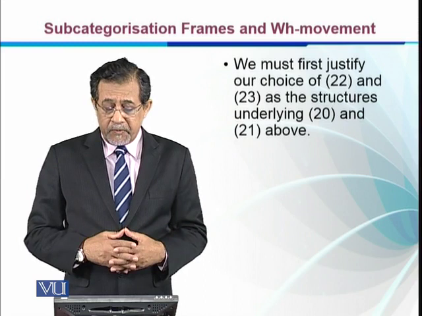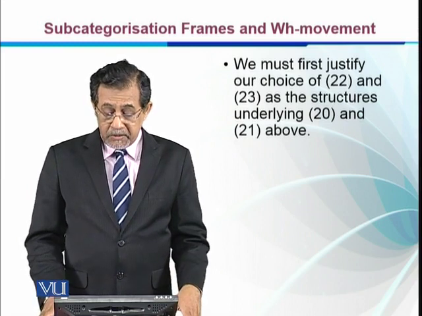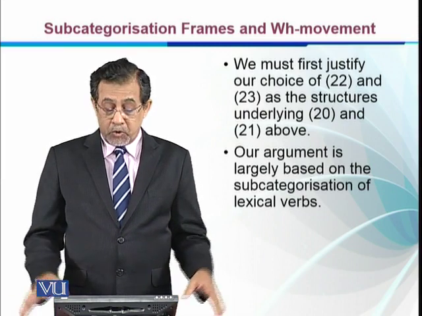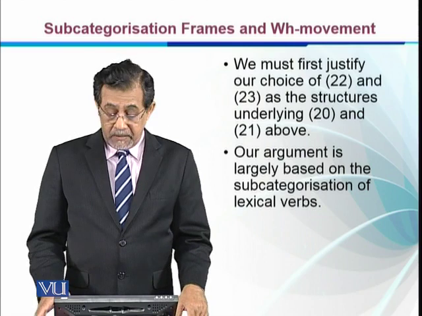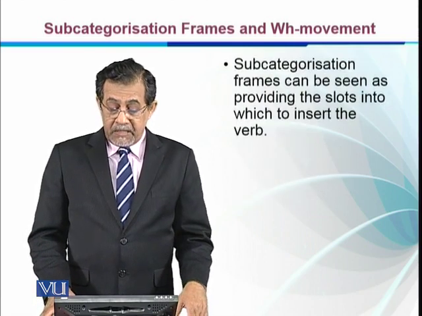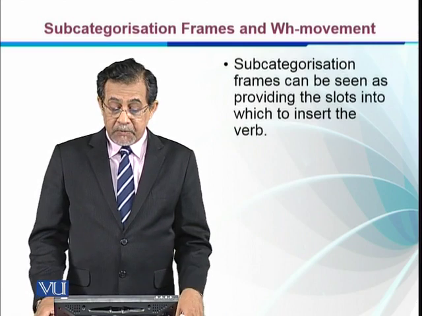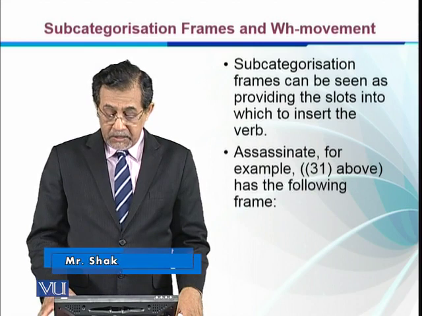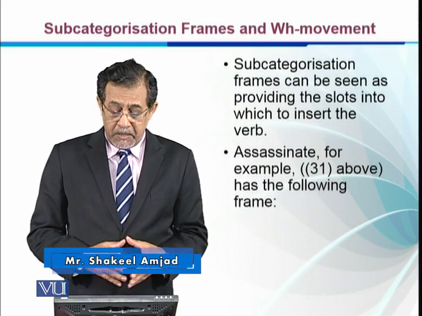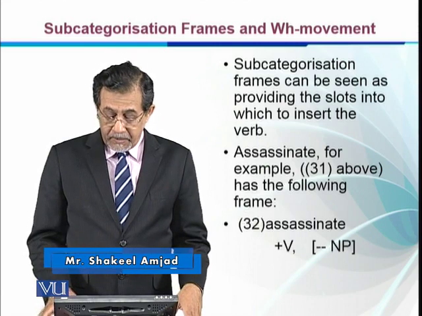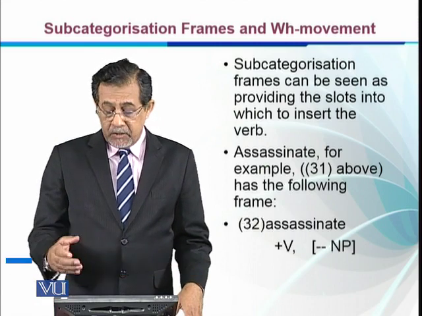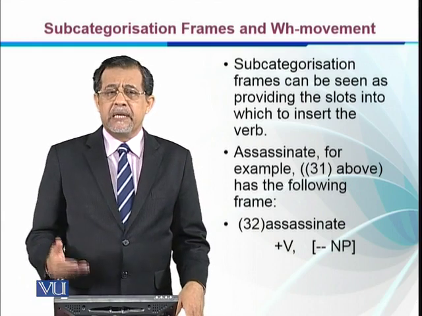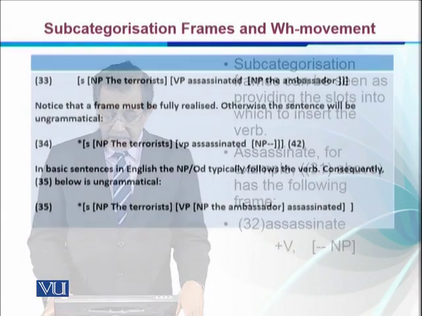We must first justify our choice of 22 and 23 as the structure underlying 20 and 21 above. The argument is largely based on the subcategorization of lexical verbs. For example, these subcategorization frames can be seen as providing the slot into which to insert the verb. As you can see, assassinate, for example, has the following frame. Assassinate is a verb and it always takes a noun phrase. So if there is no noun phrase, the sentence may not be grammatically correct, right?